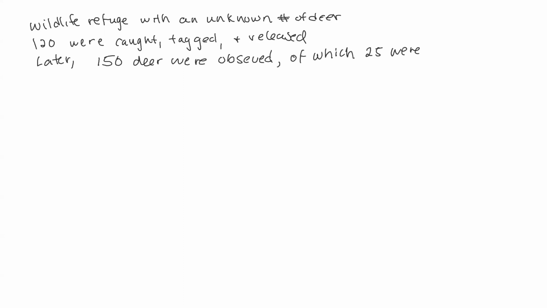25 were tagged. Okay, so there's some kind of wildlife refuge. At some point, biologists captured, tagged, and released 120 deer. Later, 150 deer were observed, of which 25 were tagged. Assuming there's some kind of proportional relationship here, how many deer could we expect in this refuge?